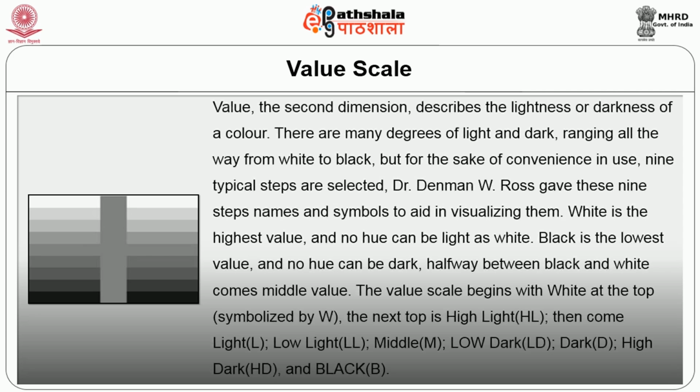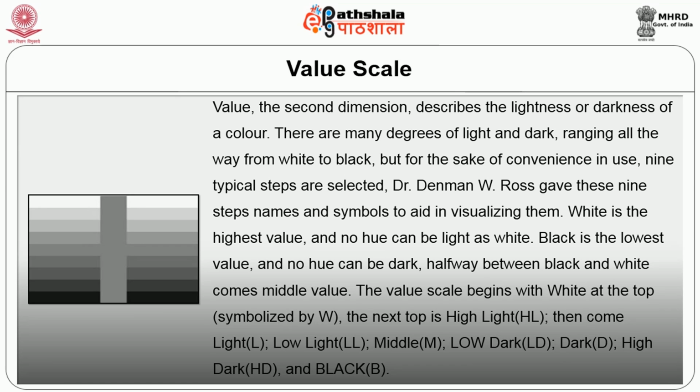Value, the second dimension, describes the lightness or darkness of a color. There are many degrees of light and dark ranging all the way from white to black, but for the sake of convenience in use, 9 typical steps are selected. Dr. Denman W. Ross gave these 9 steps names and symbols to aid in visualizing them. White is the highest value and no hue can be as light as white. Black is the lowest value and no hue can be as dark. Halfway between black and white comes middle value.